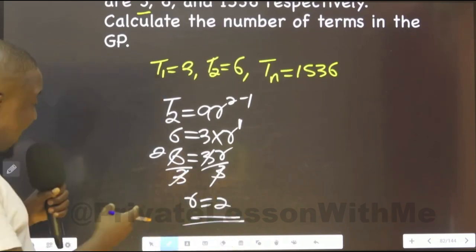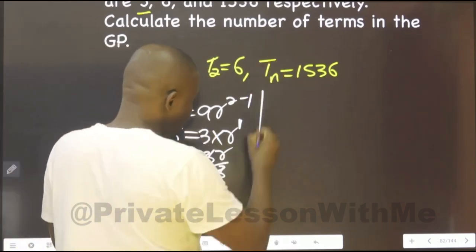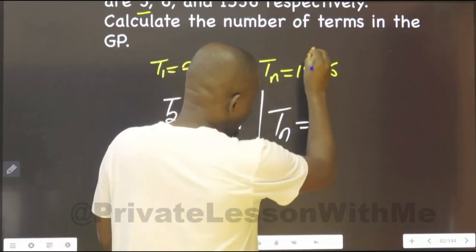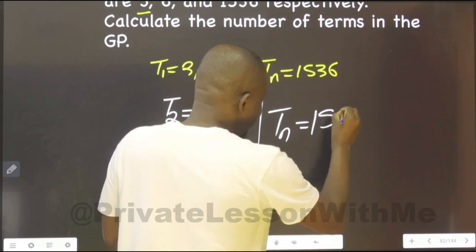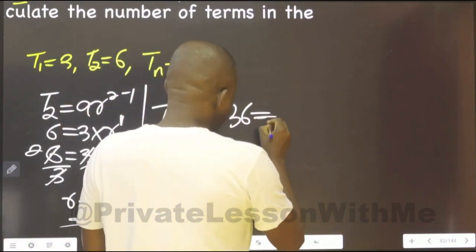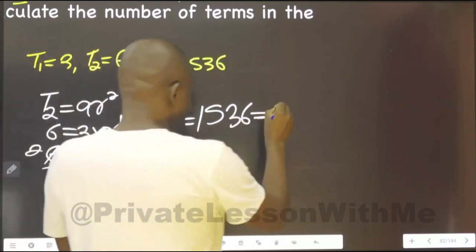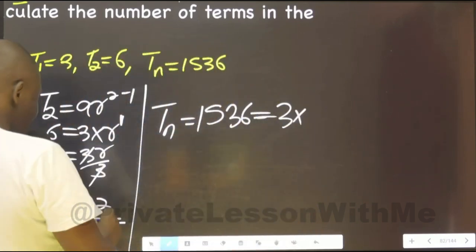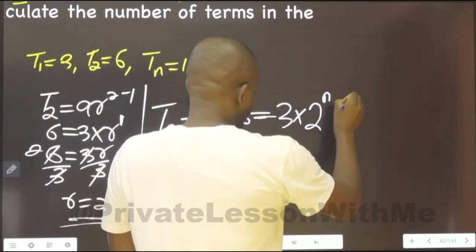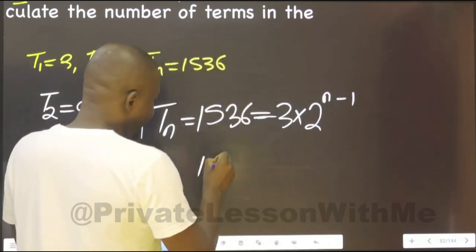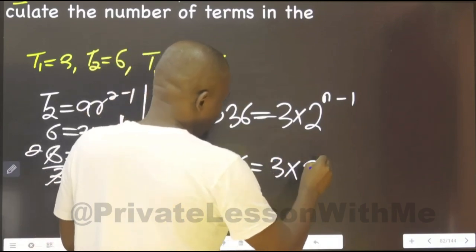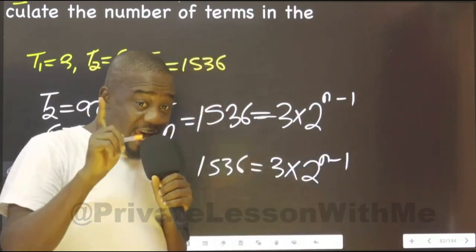Now that we have r as 2, we can come back to this place. The n we are looking for is actually in this: the last term, 1536, equals ar to the power n minus 1. A is 3. What is our r? r is 2. Then we put this n minus 1. So 1536 equals 3 multiplied by 2 to the power n minus 1. We are looking for n.